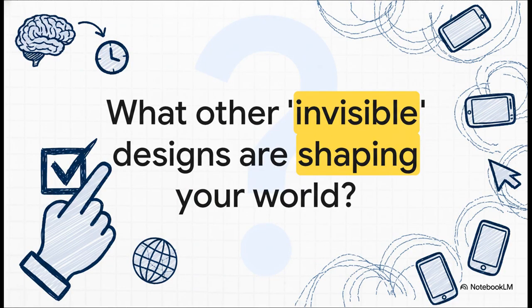So yeah, the case is pretty much closed. The checkbox belongs on the left. End of story. It's faster for our brains, it's more efficient for our hands, and it's absolutely essential for any software that wants to go global. And that just leaves us with one final thought to chew on. What other tiny, invisible design choices like this are quietly shaping your digital world every single day?